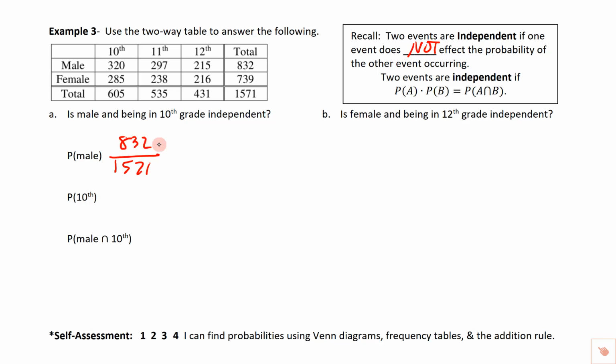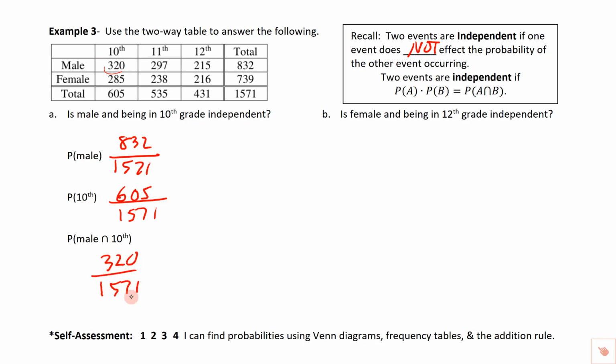If you want to come up with a decimal for that, that's fine. You don't need to right now. Probability in 10th grade: 1571 is the joint total, 10th grade, 605. Probability of both of those happening together, so their intersection, male and in 10th grade, is going to be 320 over 1571.